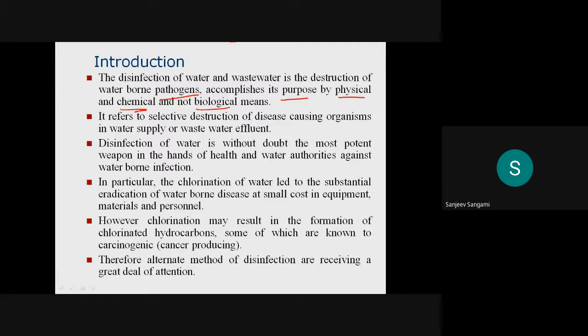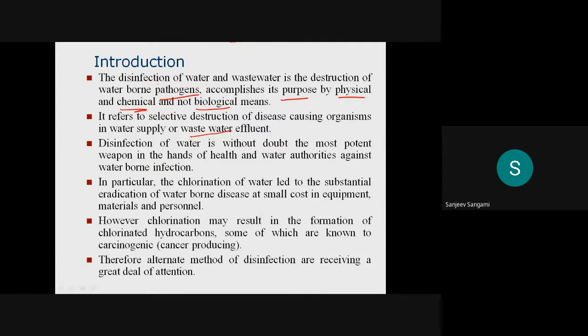That we'll discuss whenever we look at the activity of the disinfectant on the pathogens. It refers to a selective destruction of the disease-causing organisms in water supply and wastewater effluent. Even in wastewater, if you are removing the pathogens, the disinfectant will be used.